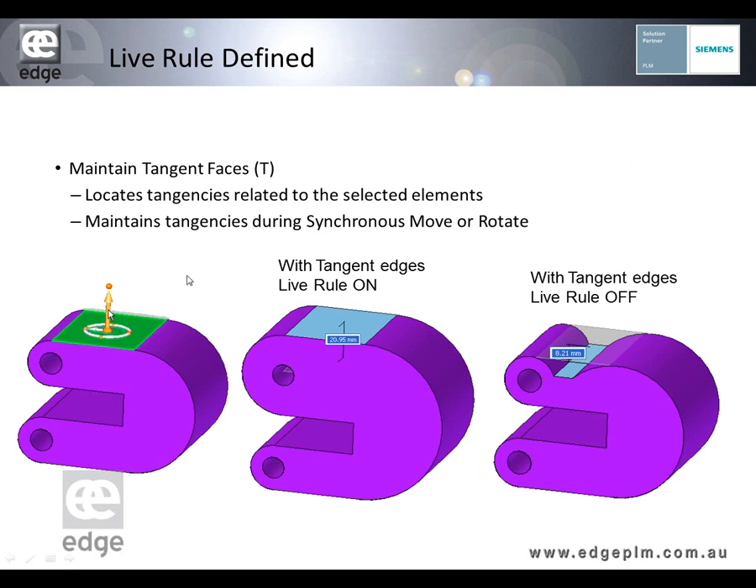Maintain tangent faces, T. This is not tangent C. This is a little different. This is tangent faces. So if I move this face, this arc face here is tangent to it. So as I move it down, the tangency will follow it. So if we do it with the live rule on, as I move this up and down, what we see is this section here getting wider or narrower. If the rule is off, we move down, we lose the tangency condition in there.